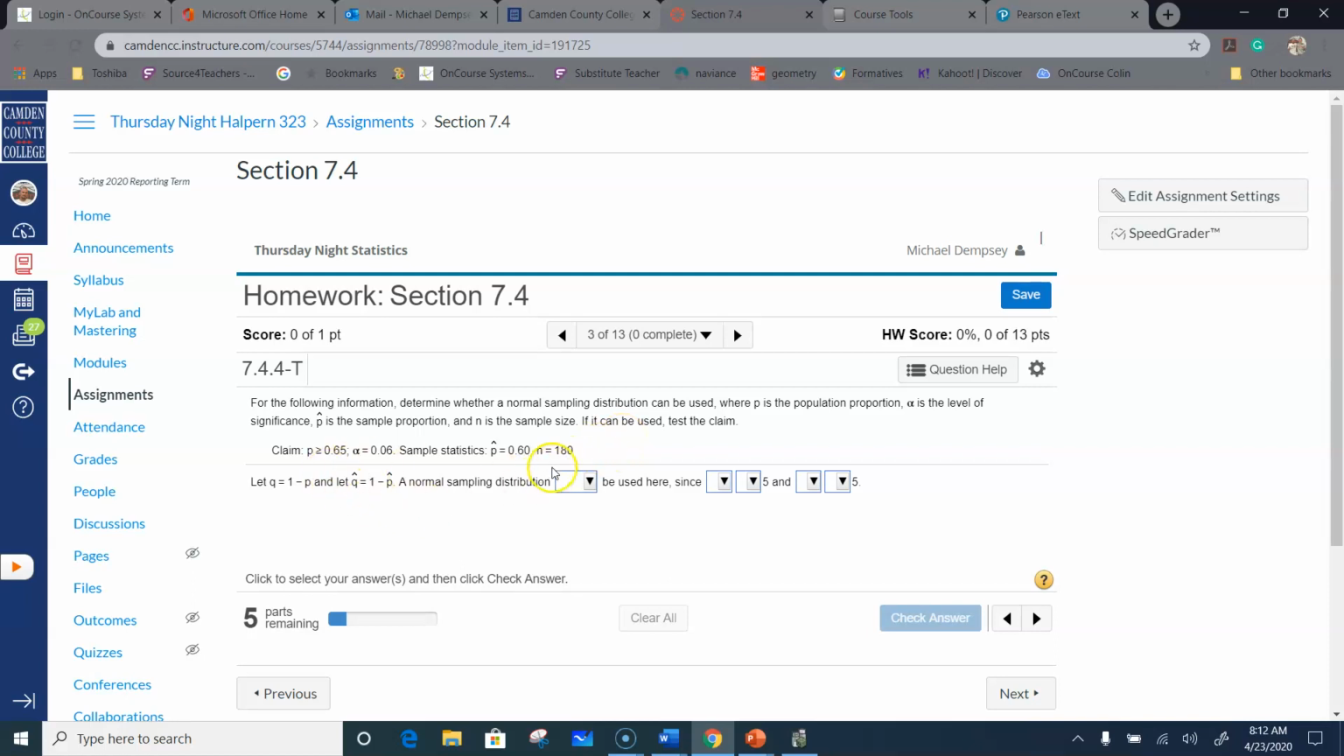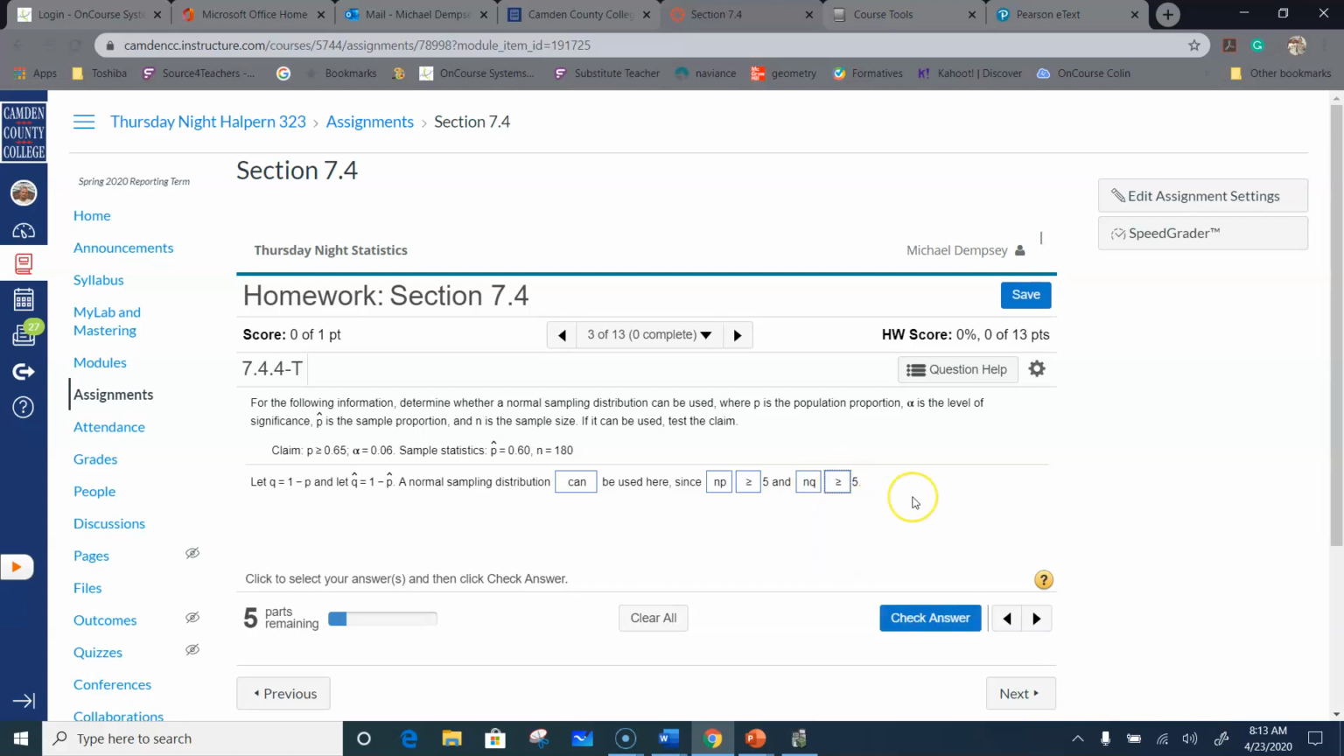So remember, we need n, which is 180, times 0.65 to be greater than 5. And we need 180 times 0.35. Where do I get the 0.35? 1 minus 0.65. Both of those safely are going to be greater than 5. So a normal sampling distribution can be used here, since n times p, right, greater than 5, and n times q greater than 5.